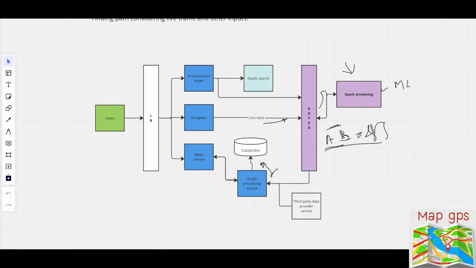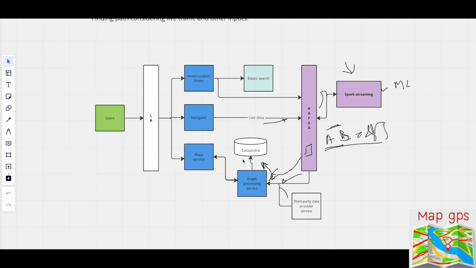So using these two inputs, Spark streaming will process the data and ultimately pump it back to Kafka. Let's say you have another topic for this particular thing, so it will pump the data to that topic, and this is my subscriber, so it will read the data and update my database. That way it will keep on updating on the basis of your live traffic and data from the third-party data provider.